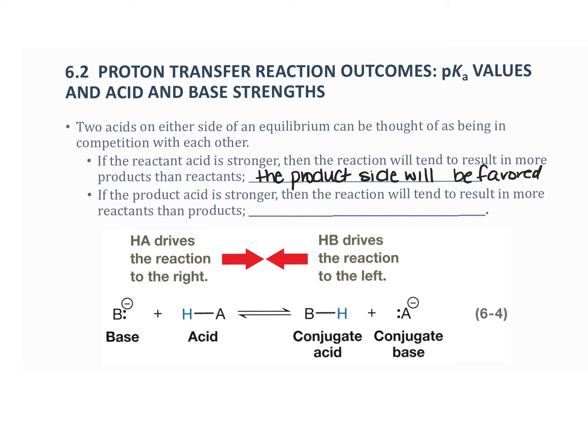If the product acid is stronger, then the reaction will tend to result in more reactants than products, and we say the reactant side is favored. And so maybe the burning question in your heart is, well, how do we know which of the two are stronger? And I'm so glad you asked, because we can use pKa values to help us determine which acid is stronger.